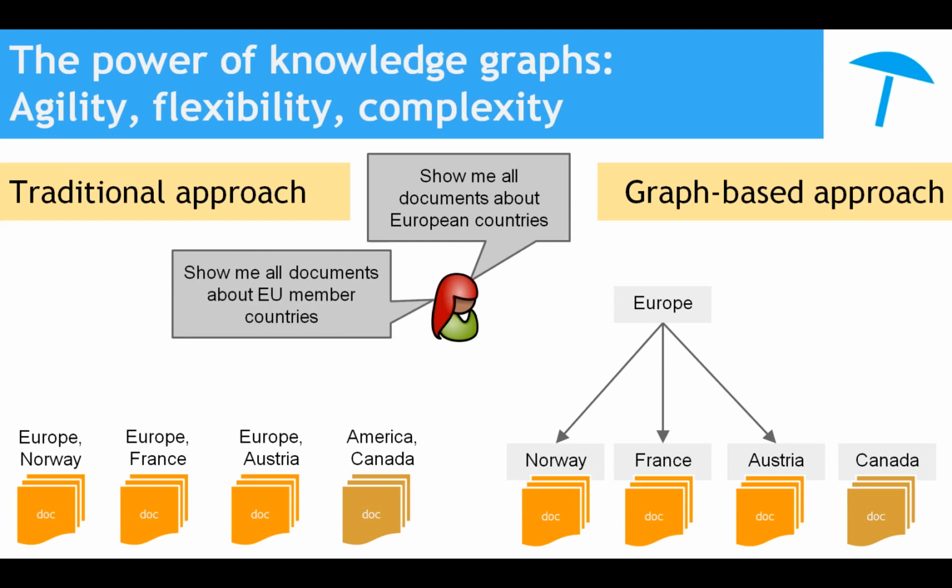The same approach with a different question says, show me all documents about EU member countries. And what we are doing here is the same on the document level. In the traditional approach, we put European Union on top of France and of Austria. But in our knowledge graph, it's only a very little effort to say, okay, Europe is on top, and the European Union is a part of it, and there you have countries like France and Austria. But in Europe, you also have a country that is Norway, but it's not part of the European Union.